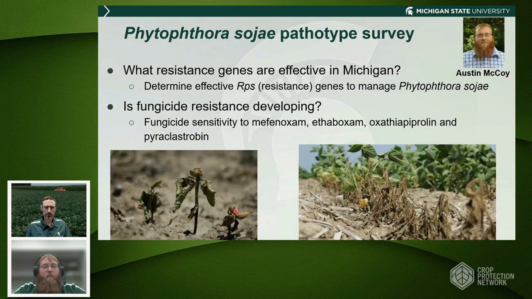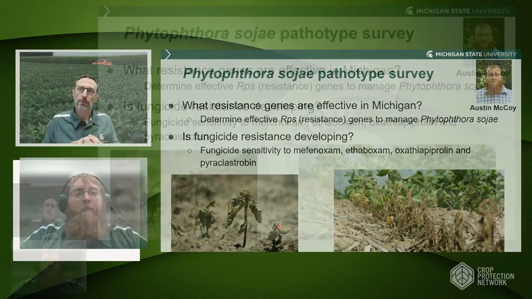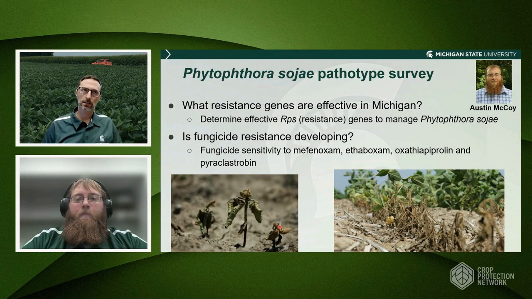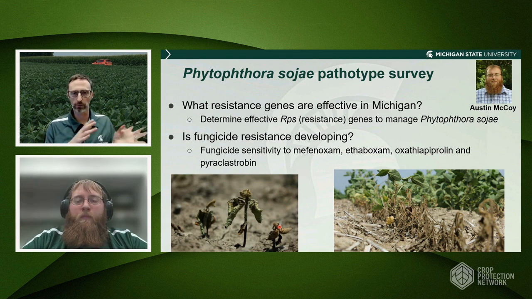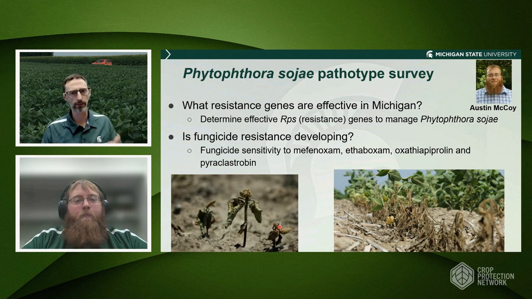All right. And so Austin, this was your PhD project, right? Where you did work looking at a pathotype survey. We should talk about that briefly, right? Like some people may be familiar with the race system of Phytophthora sojae, and now we've moved to pathotype. Do you want to just tell us what that's about, Austin, just briefly?